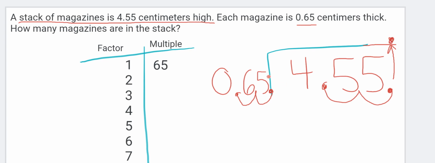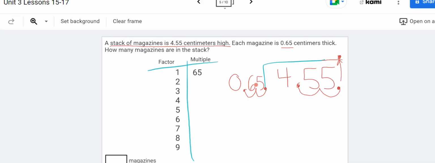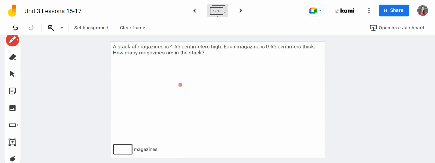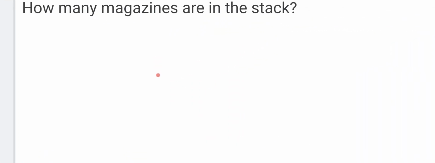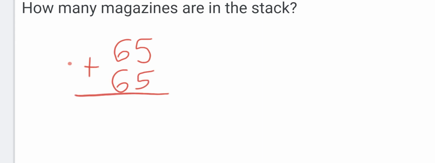Okay, so now I am going to skip count by 65. Now, I don't know how to skip count by 65, so I am going to repeatedly add 65. So I'm actually going to move to the next slide so I can do this. So I'm going to do 65 plus 65. What is 65 plus 65?